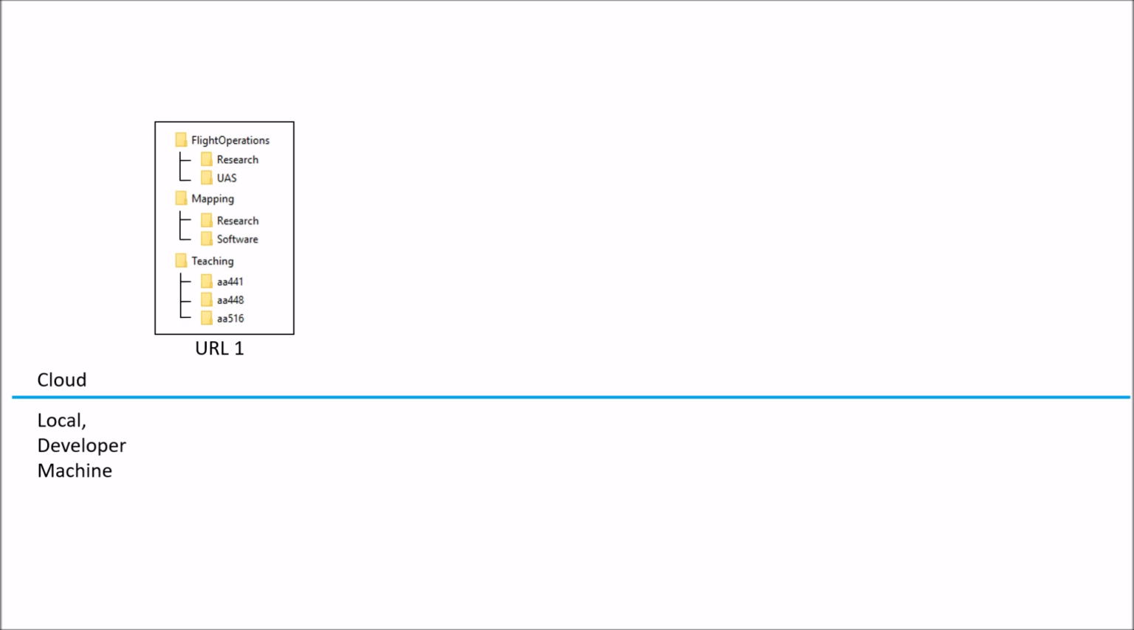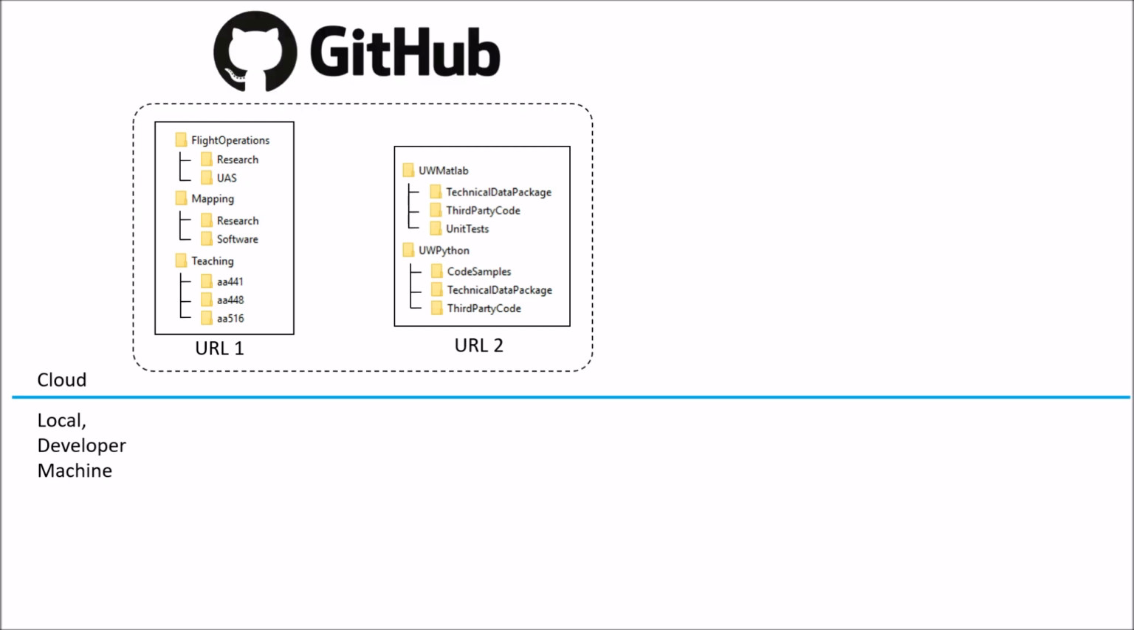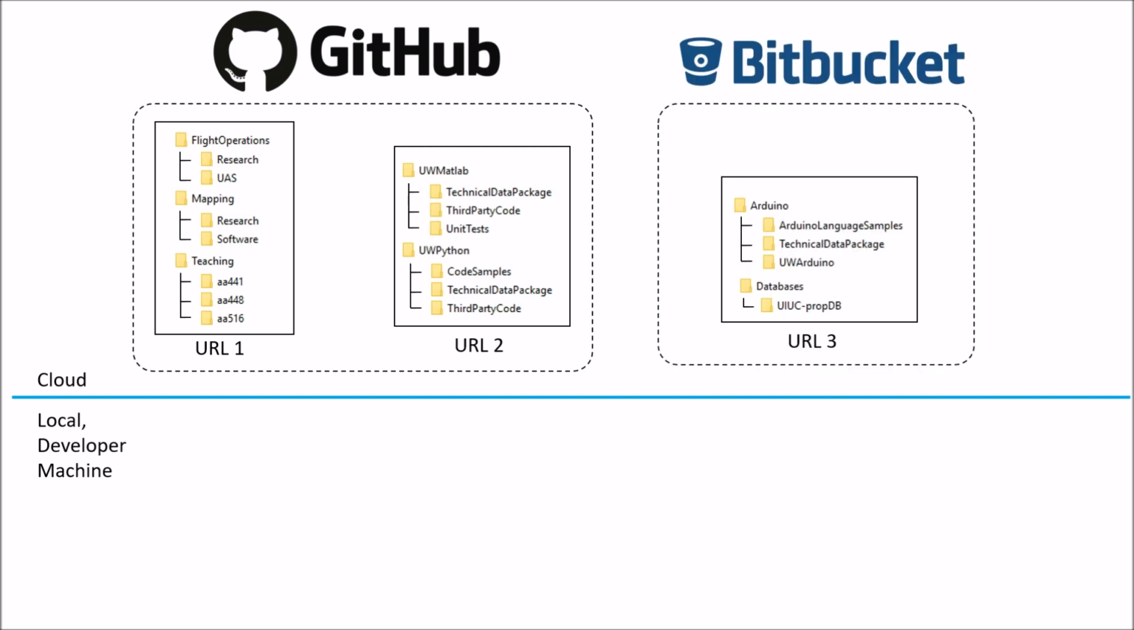So a repository, again, in Git is nothing more than really a collection of files that happen to be located at some URL. There could be more than one URL or repository in the cloud, as you might imagine, and often a lot of these repositories are hosted by a service. One of the most popular services for hosting Git repositories is GitHub. Now, that being said, GitHub is not the only game in town. There are other services such as Bitbucket or others which also host Git repositories.